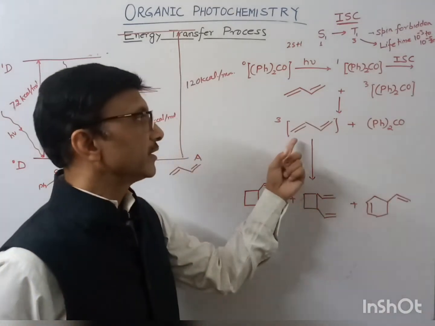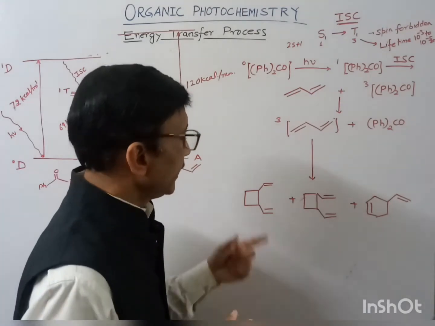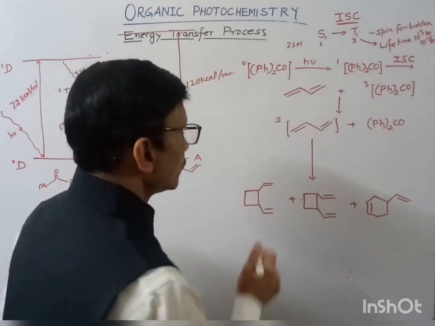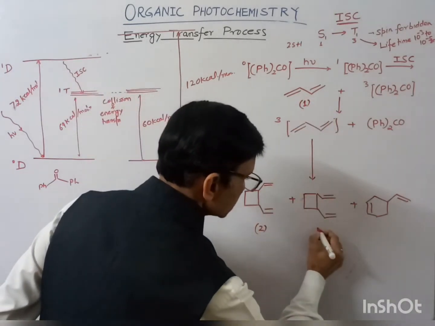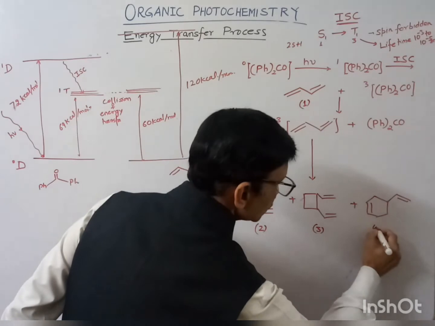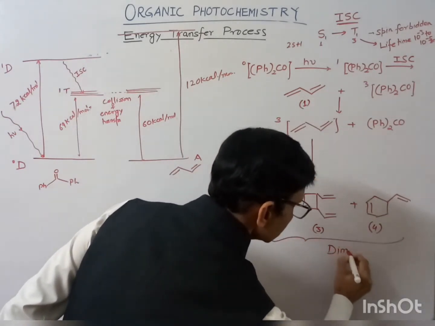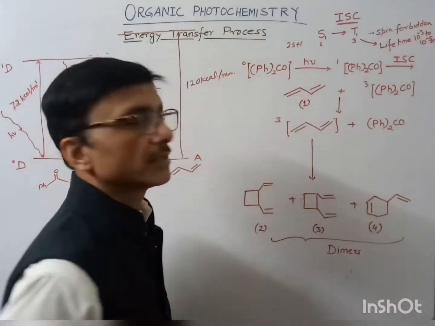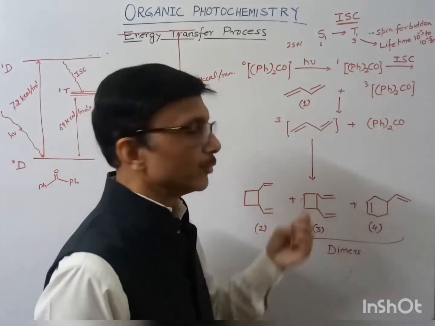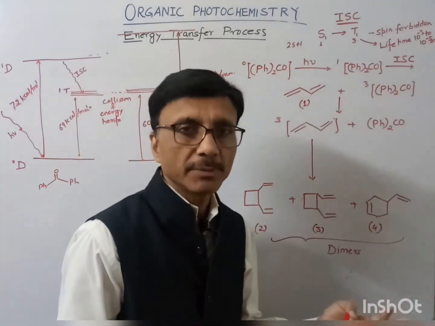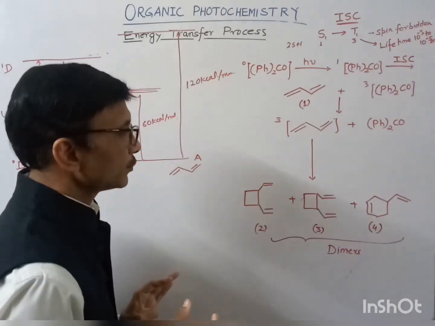And actually this butadiene interacts with another molecule of butadiene. It dimerizes to give this product. So this is the first one, this is second, this is third, and this is fourth. These are the dimers, formed when a triplet butadiene interacts with another molecule of butadiene, and that butadiene may be either a singlet butadiene or a triplet butadiene. So this would be obtained.